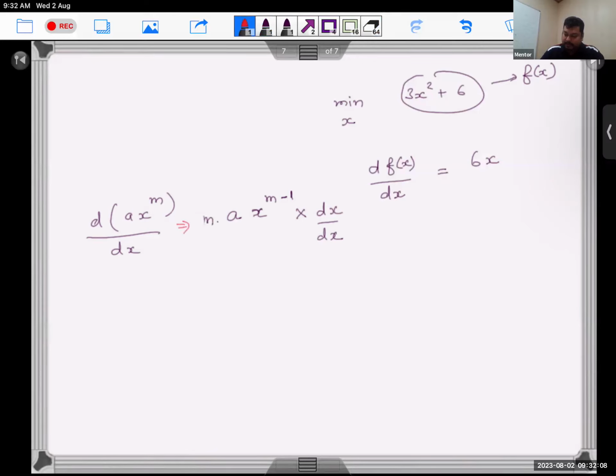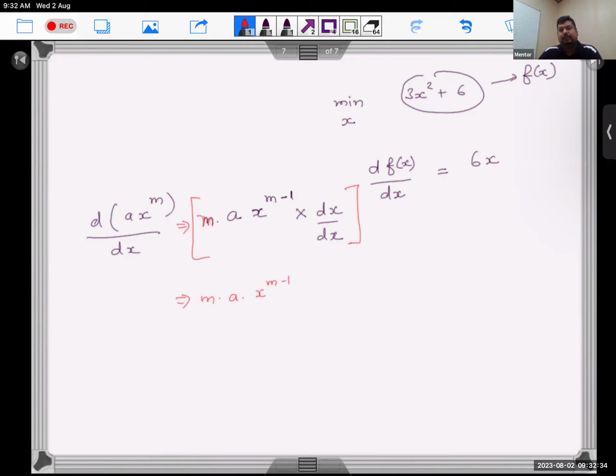Correct me if I'm wrong. That's how you do it, right? The power comes out of x, and then you reduce the power of x by 1. And then you write dx by dx again. Since dx by dx is 1, you can write this as m into a into x to the power m minus 1. Is this part clear? Okay, so far so good.